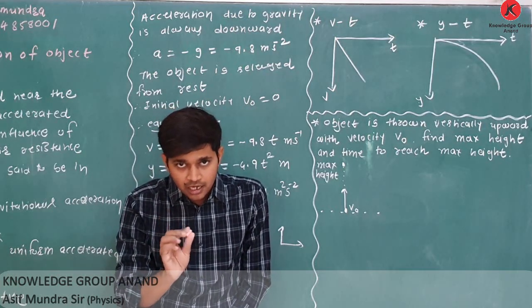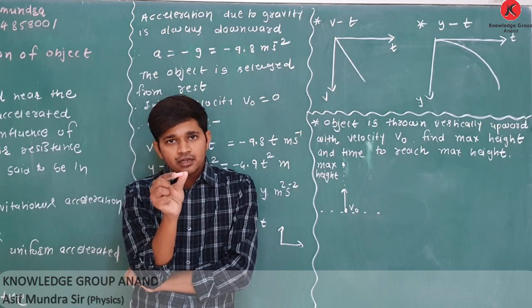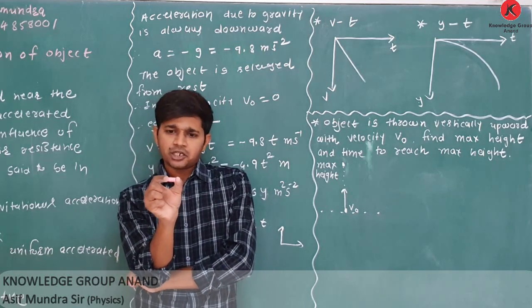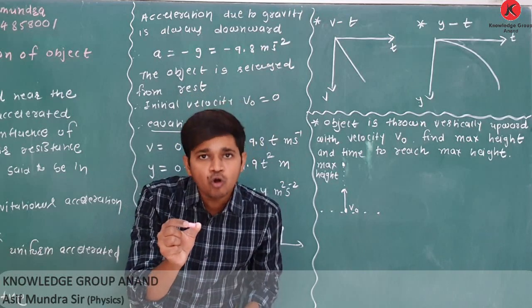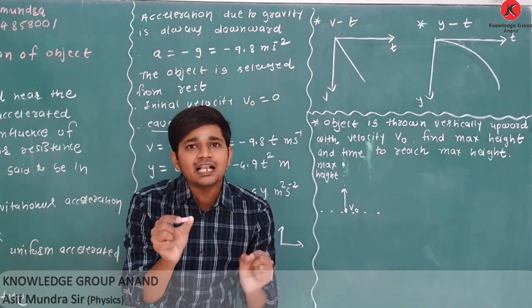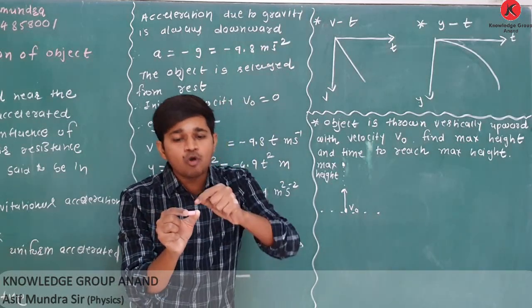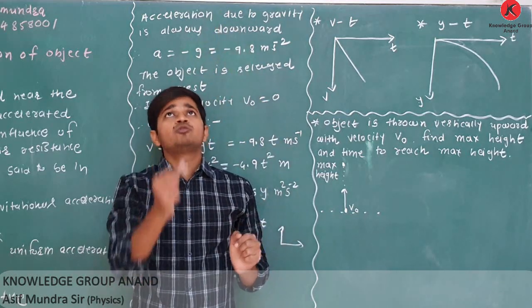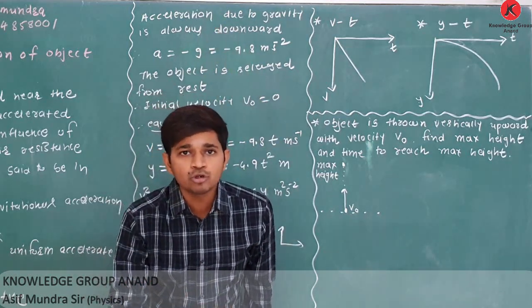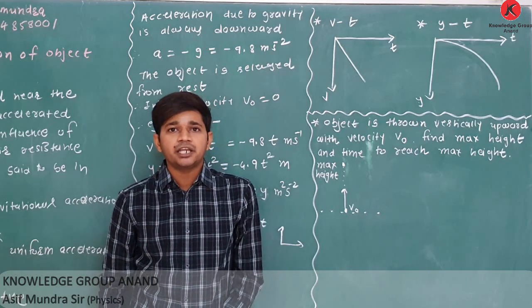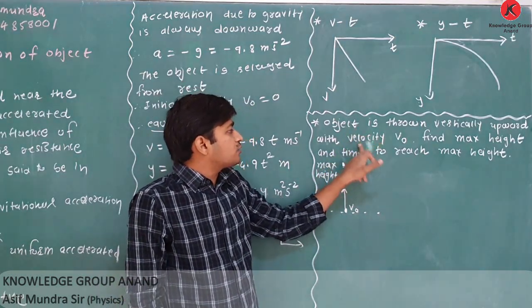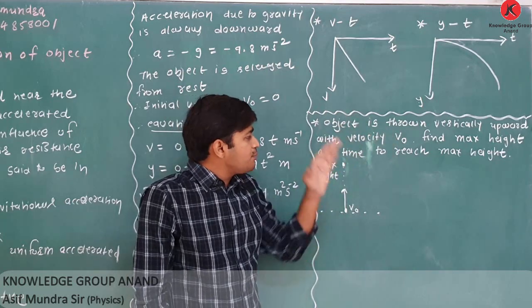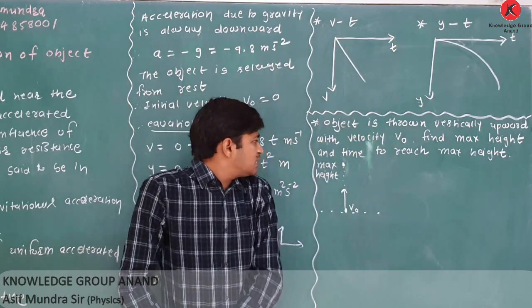Then this chalk is moving in upward direction. By itself, it cannot move in upward direction. We have to throw it in upward direction. So let the object be thrown vertically upward with velocity v0. Find the maximum height and the time to reach maximum height.